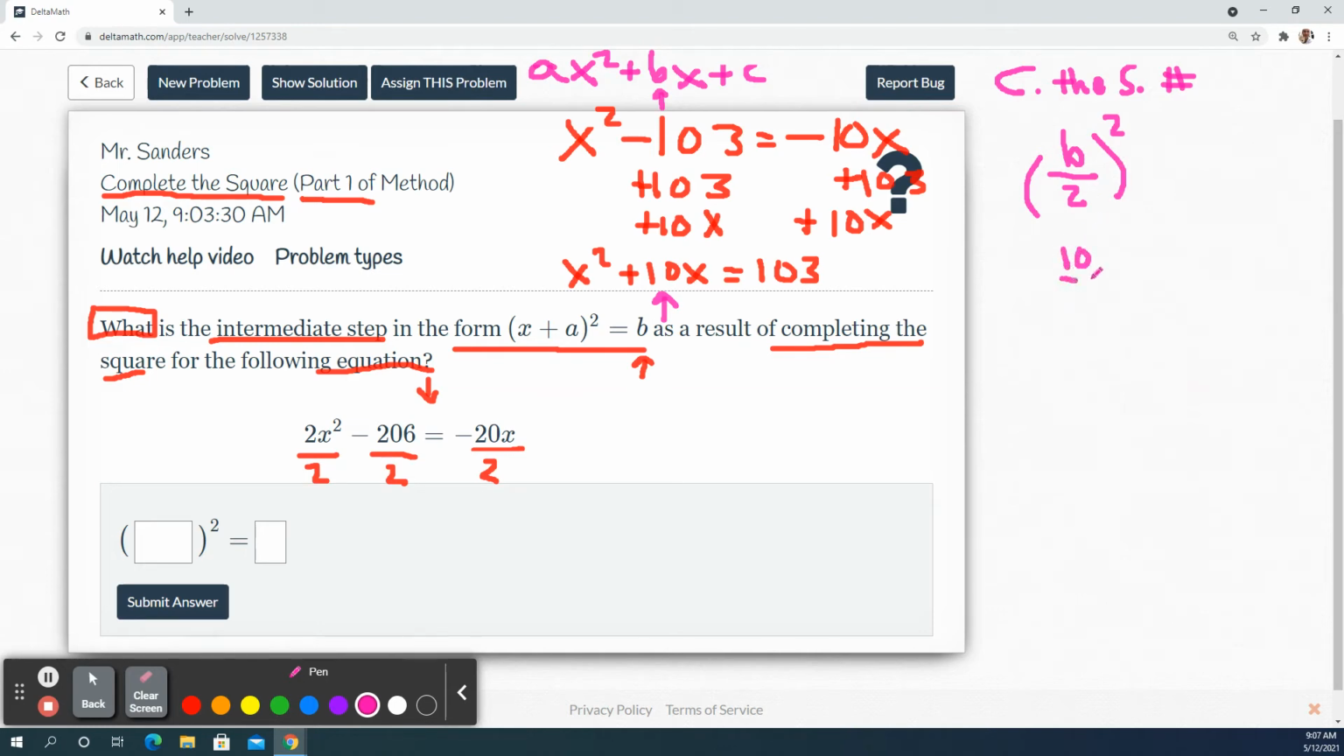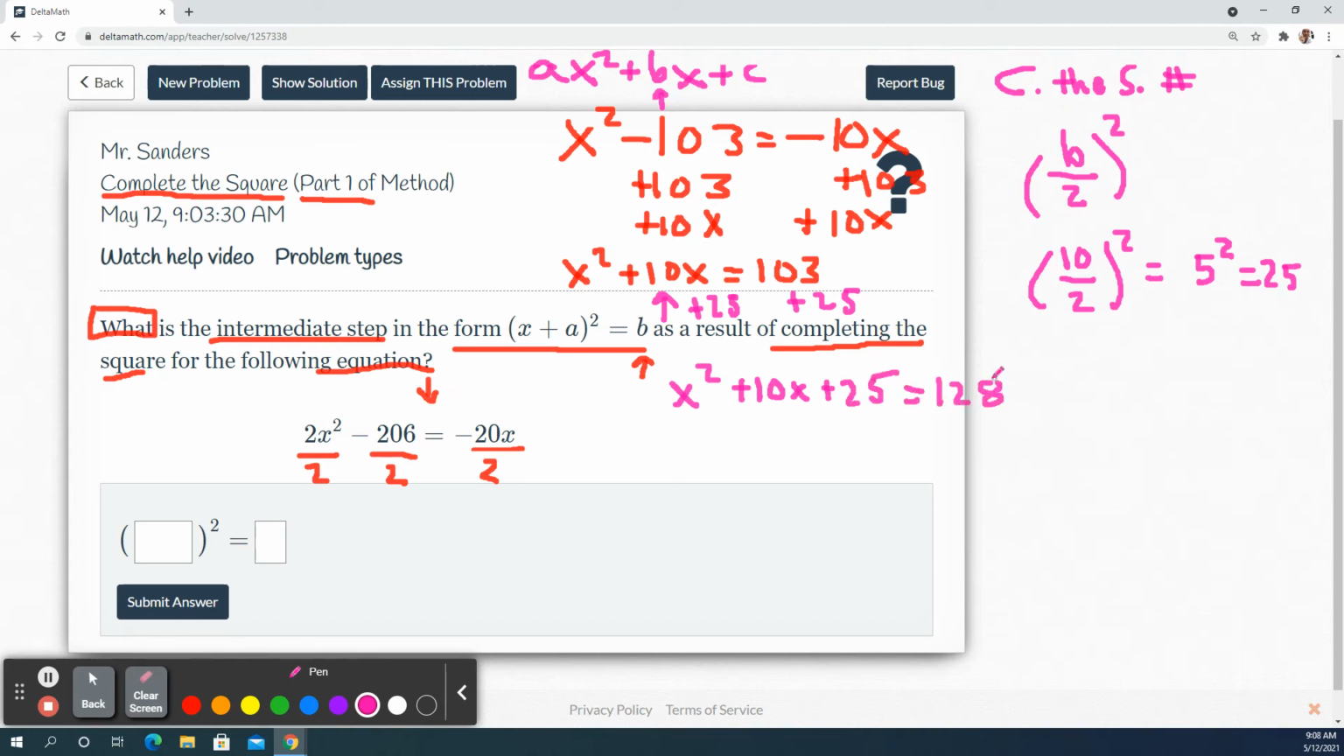So 10 is our b. Then we divide by 2, which would be 5. And then we square it, which would be 25. So our complete the square number is 25. There's a couple different ways of doing it, but because they're structuring it this way, we'll follow their steps. So we have to bring this number into play. We're going to add 25 to the left and add 25 to the right. We now have x squared plus 10x plus 25 equals 128.